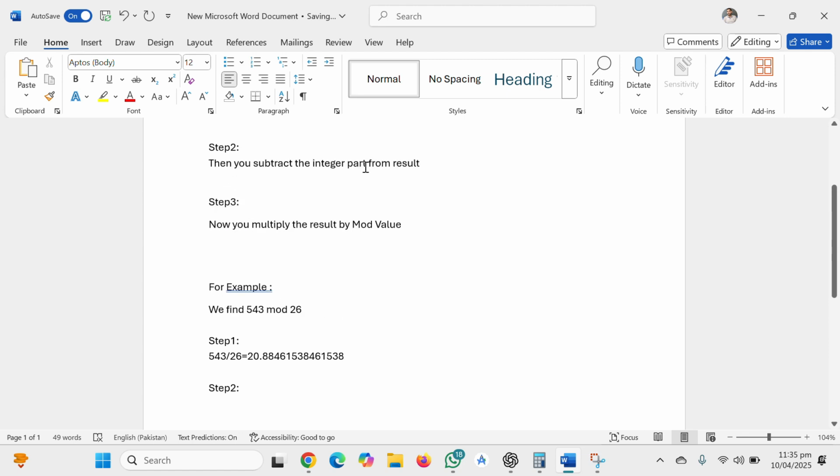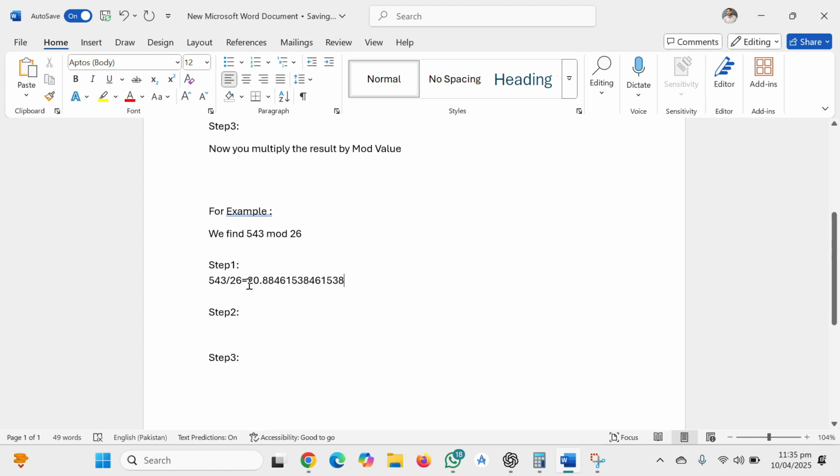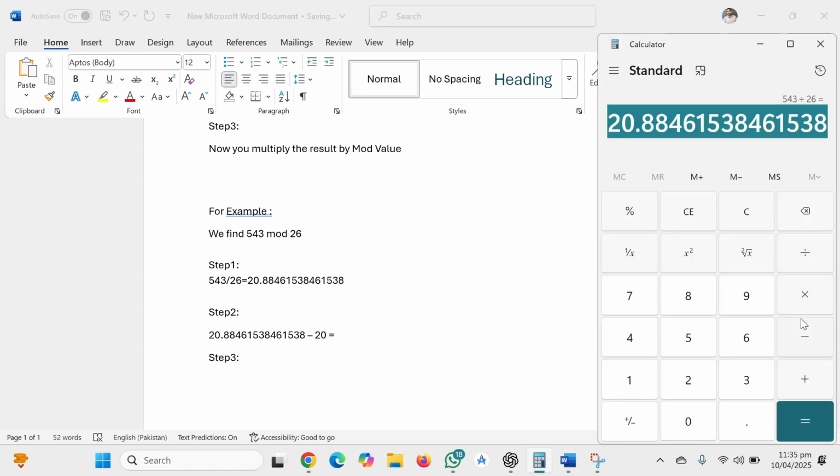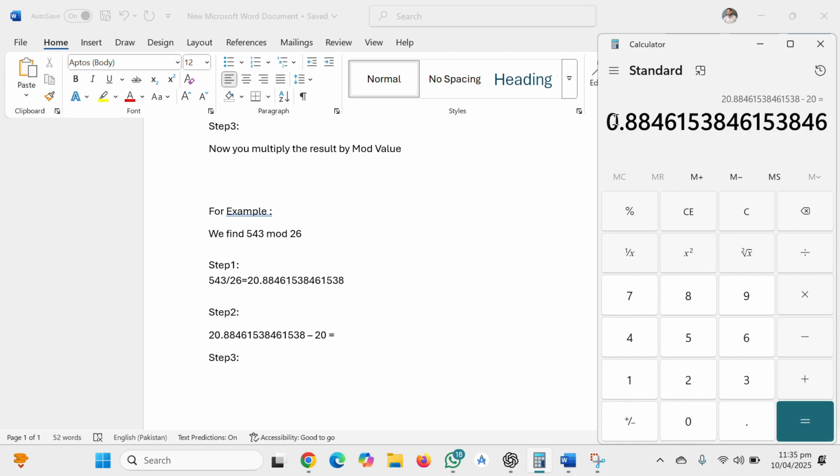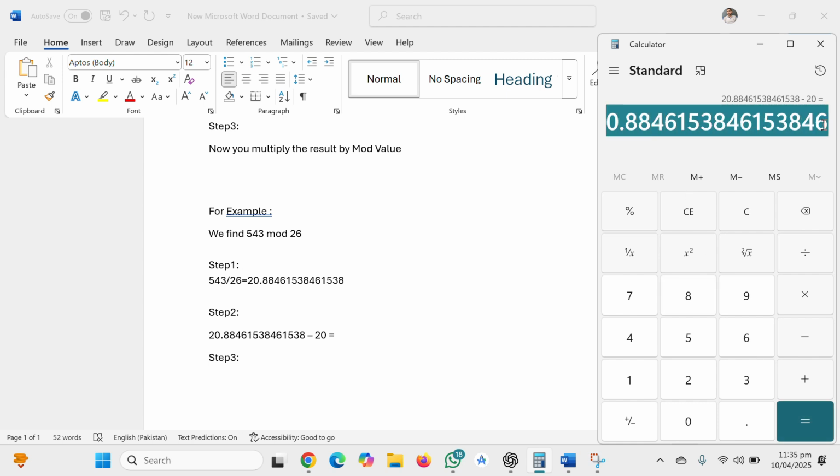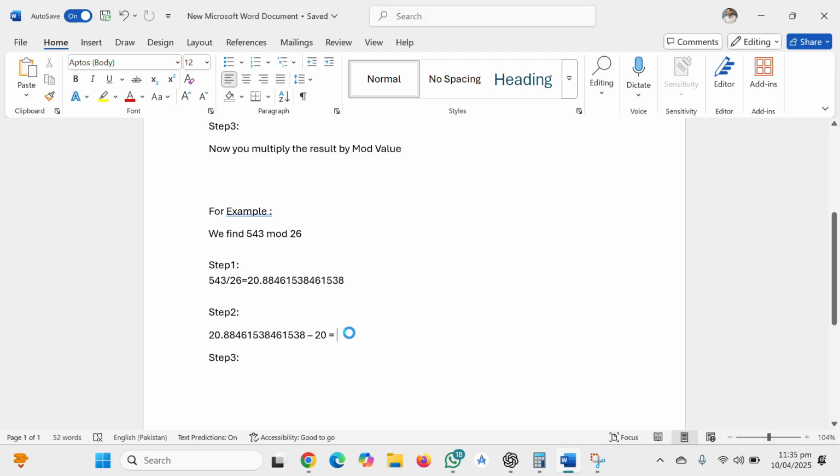Now we see the second step is subtract the integer part from the result. Now we will subtract the integer part. Integer part is 20, so we subtract the integer 20 from the result. Now we'll check what is the result. So this is our result. Copy that. We will place it here.